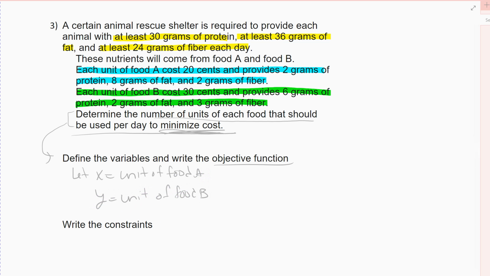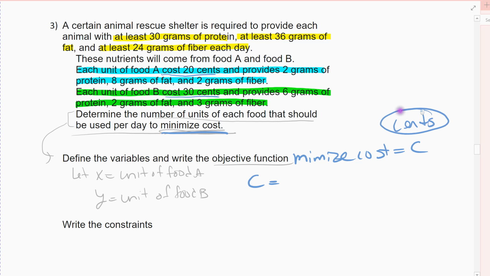I'm going to change my color because I think those are light. My objective is to, well, they actually came out and told me I want to minimize cost. So I'm going to let C be my cost. So the cost, they actually told you right away. Food A costs 20 cents. Food B costs 30 cents. So it's in cents. Keep that in mind, it's in cents.